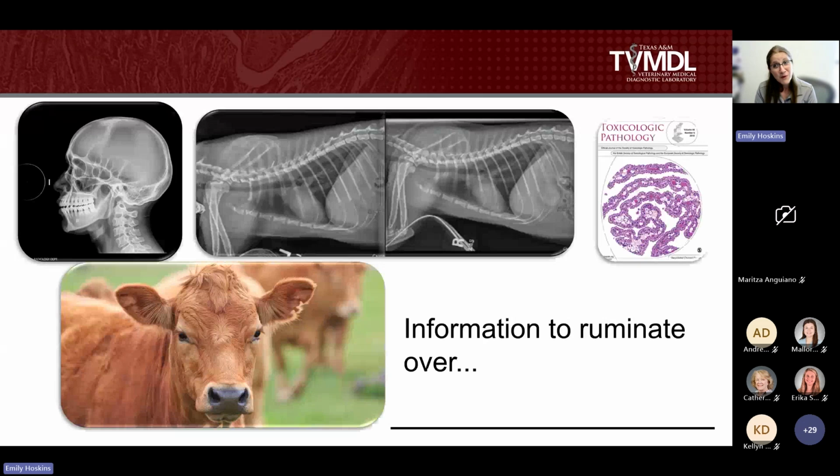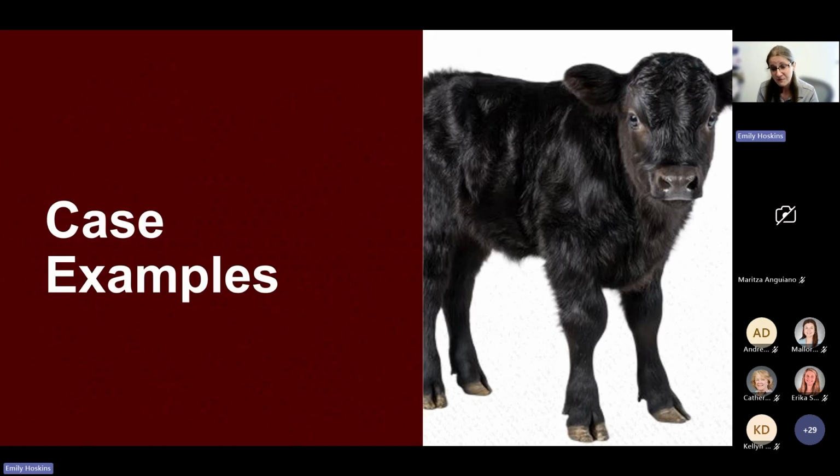And so that's really what's out there. I wish that we had a lot more peer-reviewed literature regarding this specifically in diagnostic pathology, and I hope that one day it will exist. But in the meantime, that's what I was able to find, and just information for you to think over and apply to your everyday practice. And so let's go ahead and move on to our case examples.